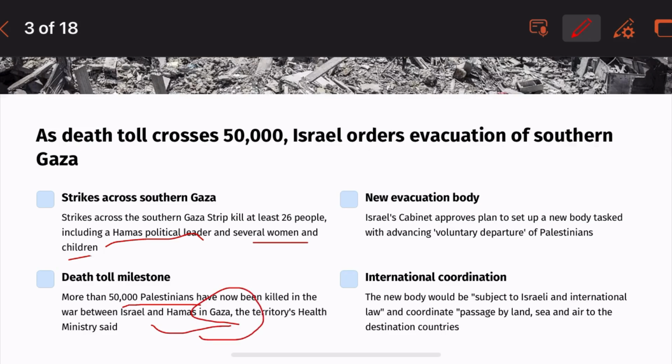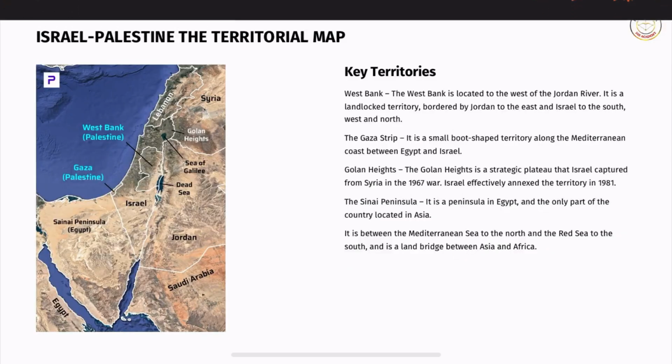Most of Israel's cabinet approves a plan to set up a new body with the task of advancing the voluntary departure of Palestinians. For international coordination, the new body would be subject to Israeli and international law and coordinate passage by land, sea and air to the destination countries.